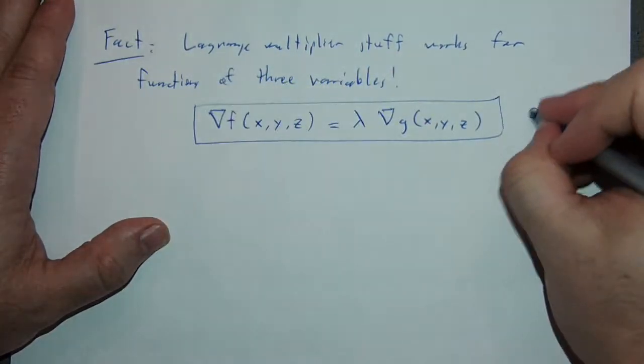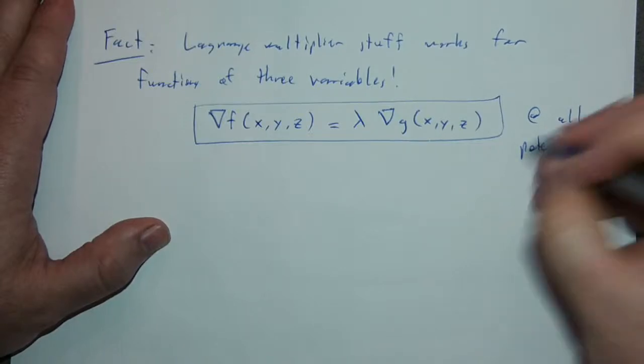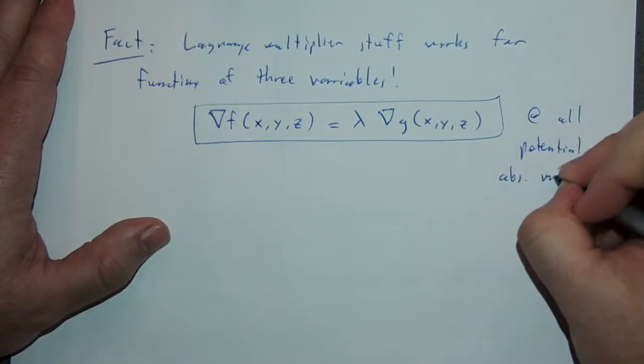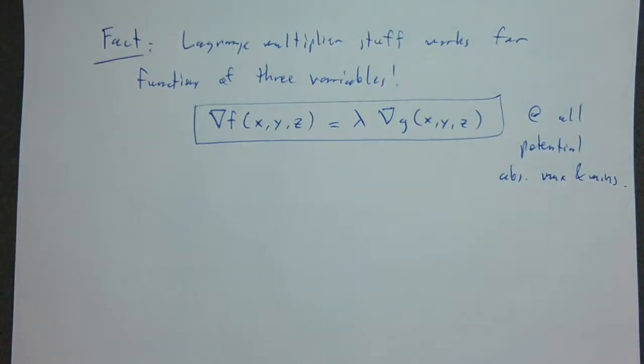So this is what happens at all potential absolute maxes and mins. All right. Now, typically, this is not a thing that is done in the form of giving you an exam question on this, just because it makes the work involved that much more tedious and that much more time consuming. And so usually it's not something that's done on an exam. But why don't we do an example that makes use of this fact?